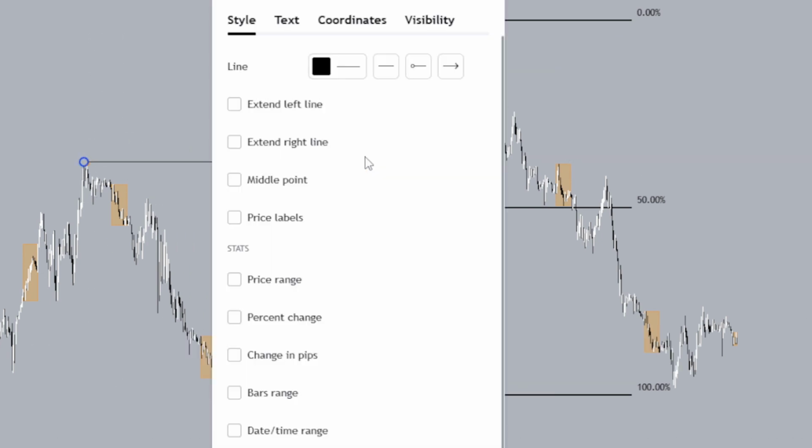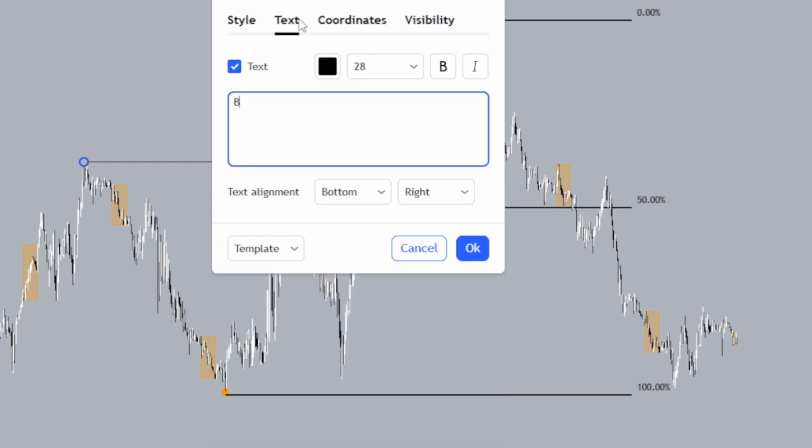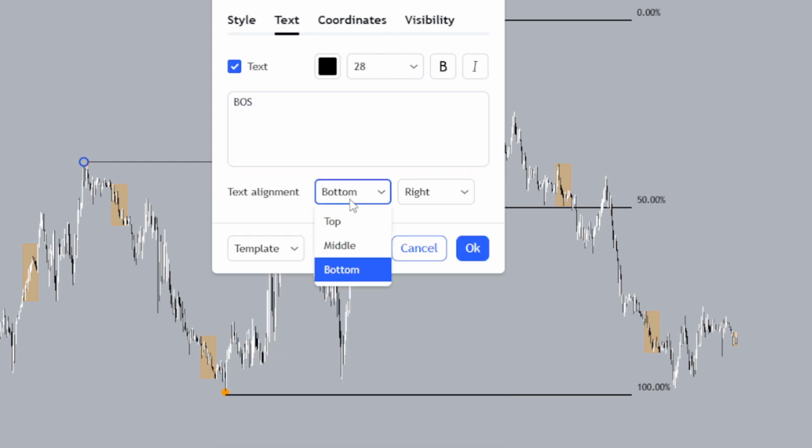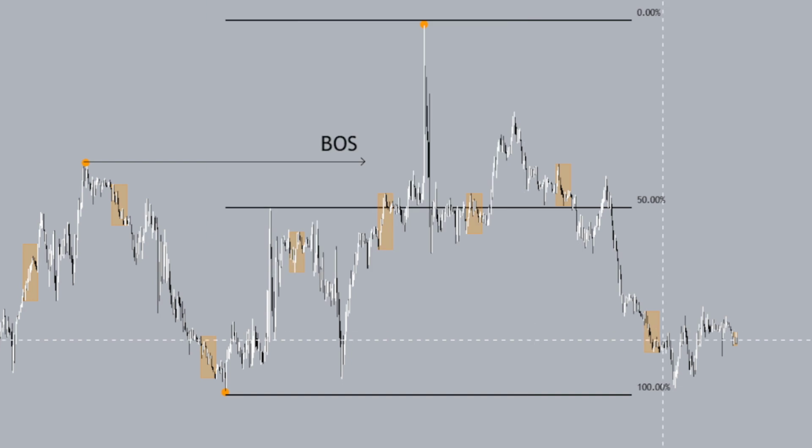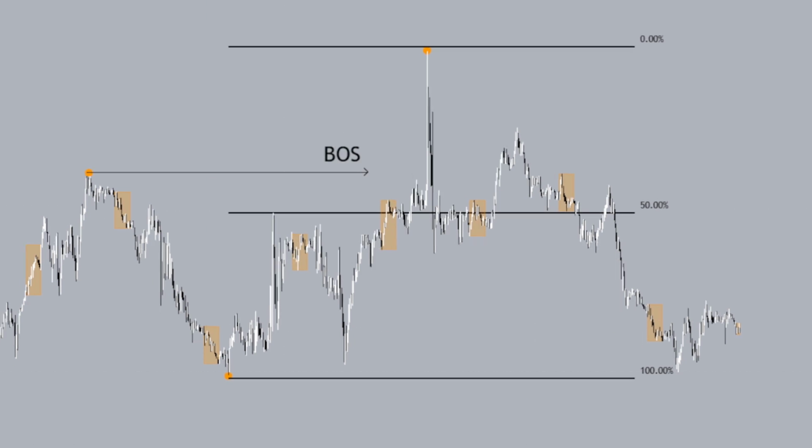This is the first thing to understand. We have a BOS or a breaker structure to the upside, right? So this gives us our structure in the markets. Now from here, we have a dealing range to work with.